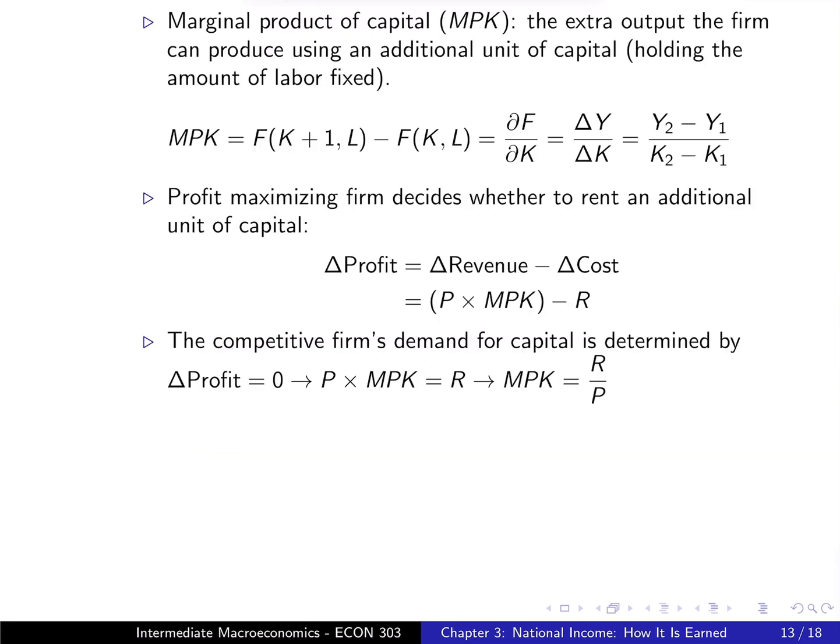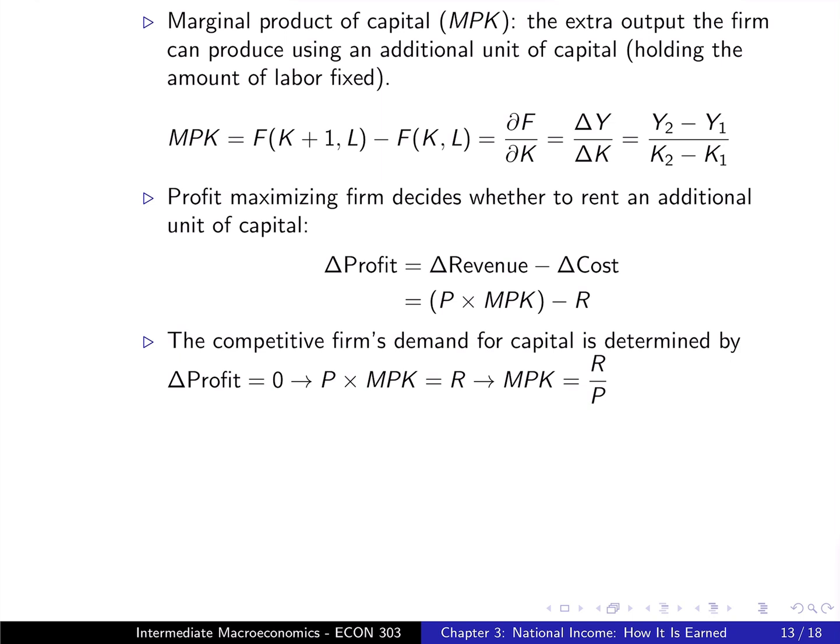Let's now turn our attention to the marginal product of capital. MPK represents the extra amount of output a firm can generate when it adds one more unit of capital, holding the amount of labor constant. Formally, we define the marginal product of capital as MPK equals F of K plus 1 and L, minus F of K and L. This is the change in output when we increase capital by 1 unit, keeping labor fixed.